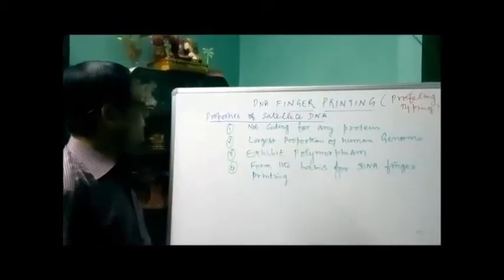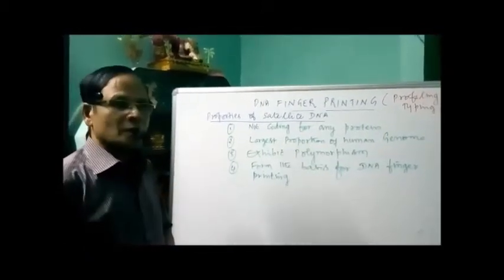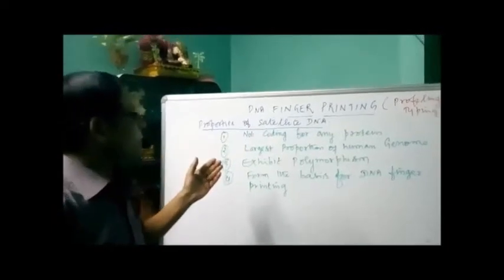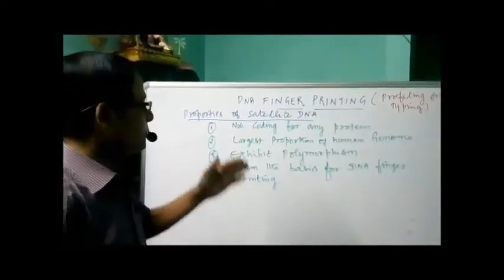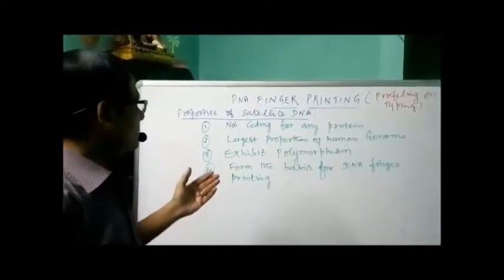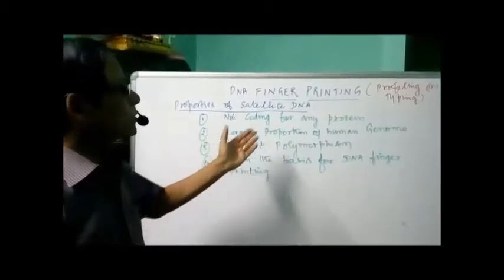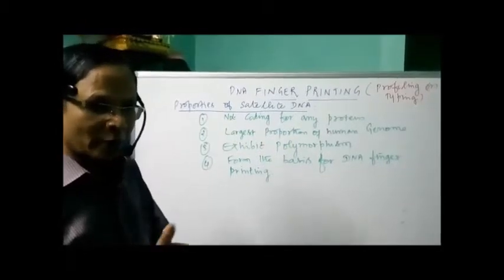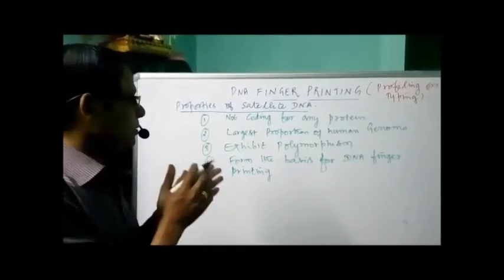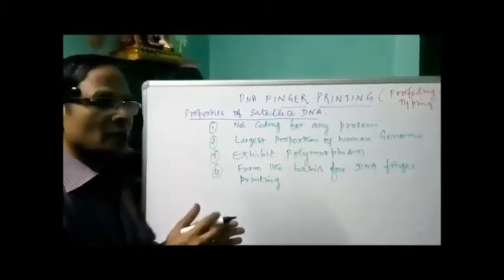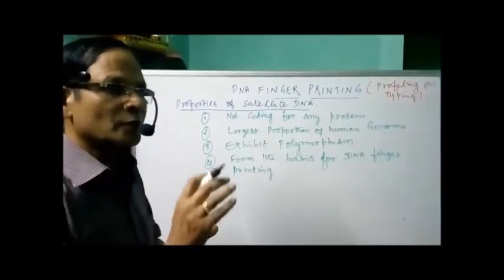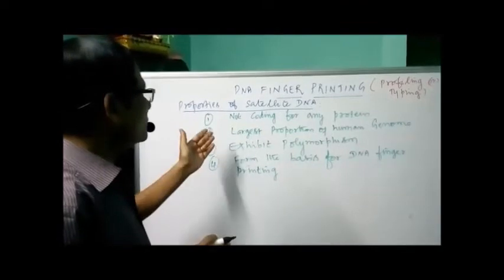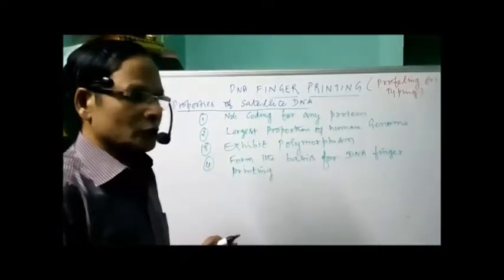What are the properties of satellite DNA? So these satellites do not code for any proteins. That is one of the properties. But they form the largest proportion of the human genome when compared to the normal component of the genome. They do not have any meaning for protein, but they form the largest proportion of the human genome.